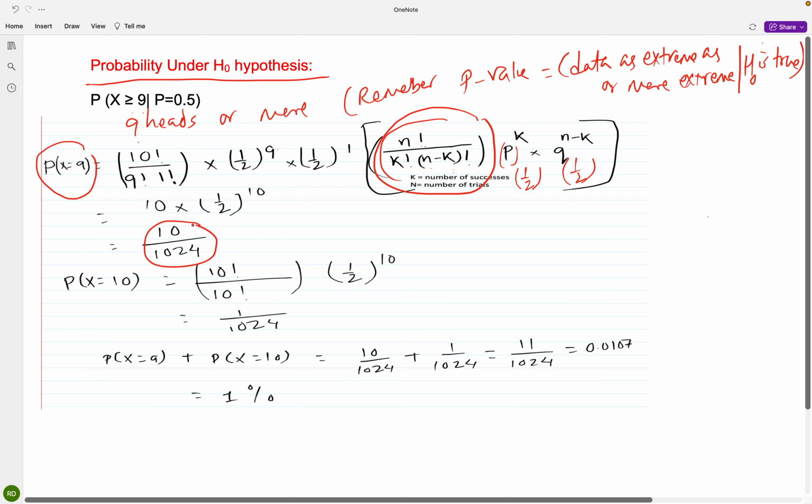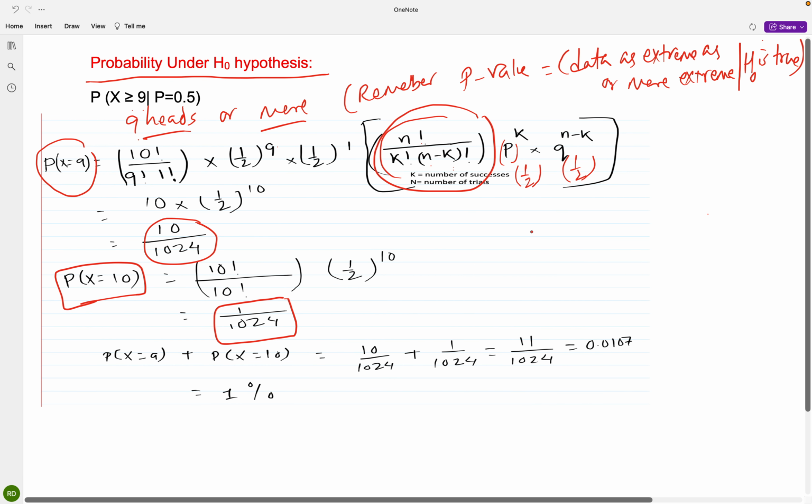Now our calculations are done. We need to calculate 9 heads or more. So that means we need to calculate the probability of landing 10 heads out of 10 tosses, which is very rare, but there is still a number here. Whenever you say "or" in probability theory, it means plus. 9 heads or more means 9 heads: the probability is 10 over 1024. What is the probability of 10 heads out of 10? It is 1 over 1024. The total probability is 0.0107, which is 1%.